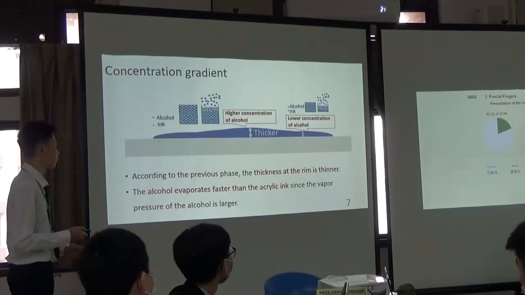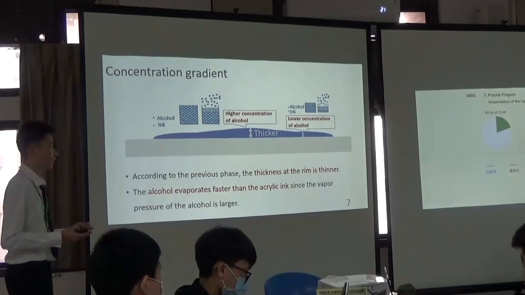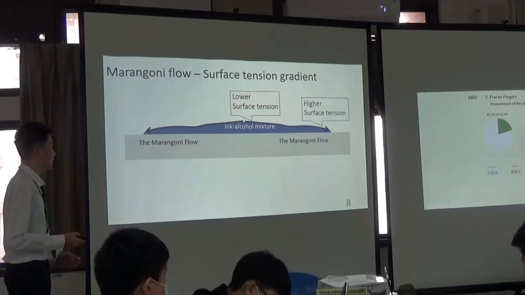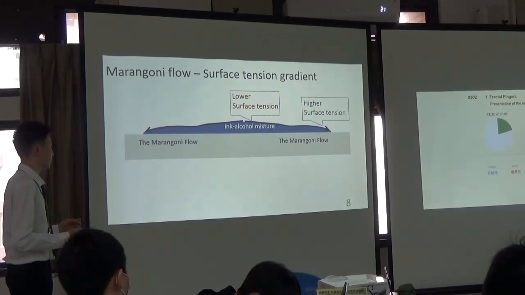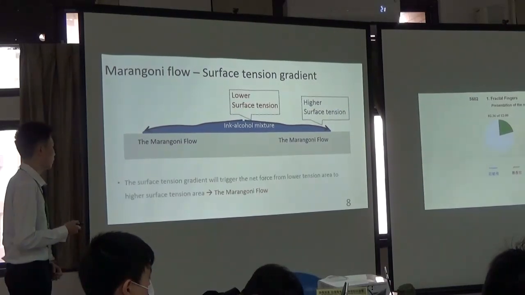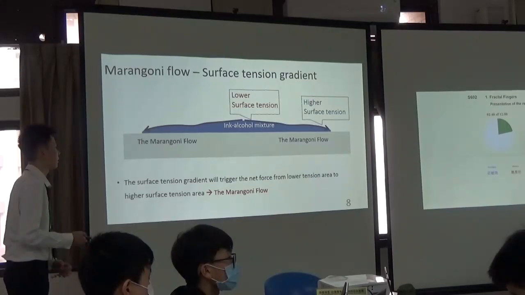The concentration difference will cause a surface tension difference. Because the surface tension of the alcohol is lower than the ink, the net force will be directed from the lower surface tension area to the higher surface tension area, which creates the Marangoni flow, which is the main cause of the expansion of the mixture.